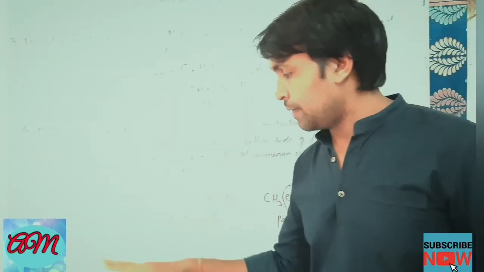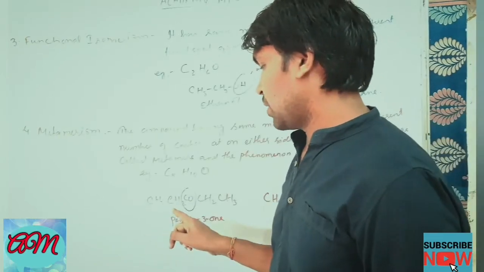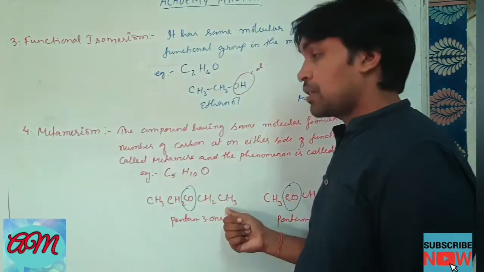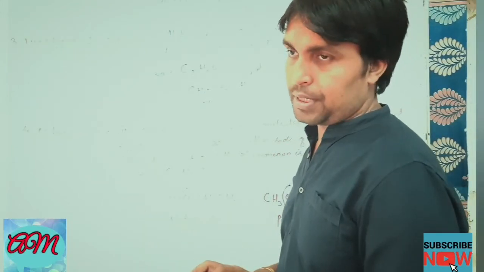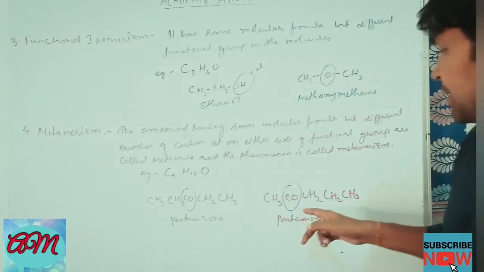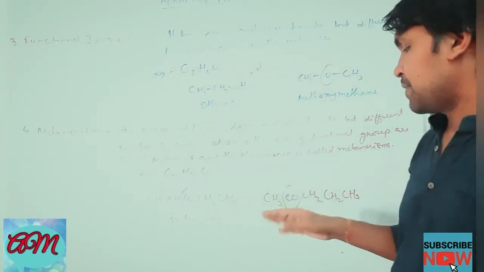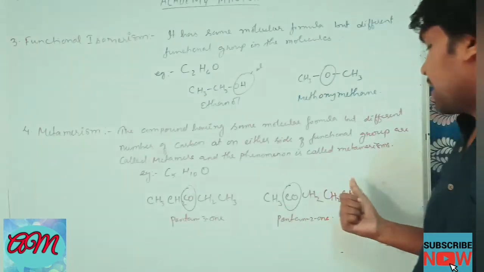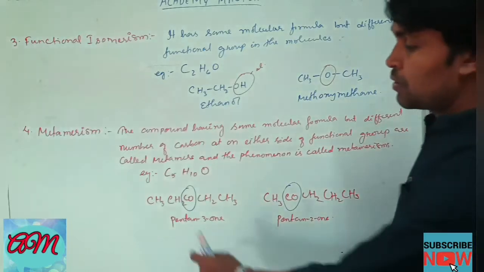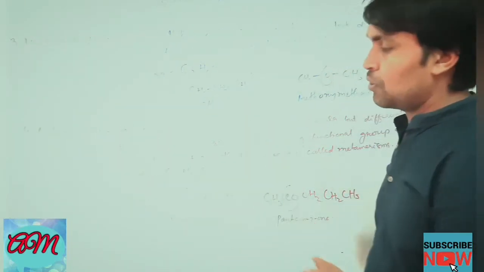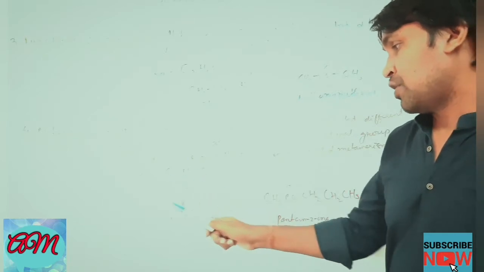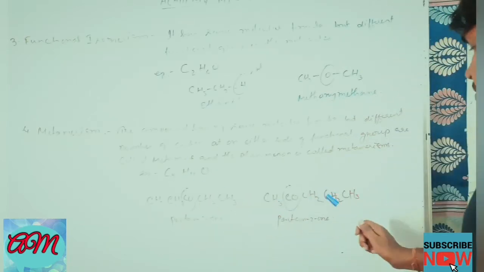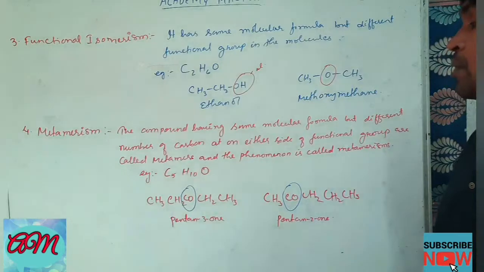On the right-hand side and left-hand side of the functional group you see 2 carbons, and 2 carbons. Here both left and right you can see an equal number of carbons. But in this compound you see on the left side it is only 1 carbon, and on the right side there are 3 carbons. So if you check the molecular formula of these 2 compounds, C5H10O, C5H10O.